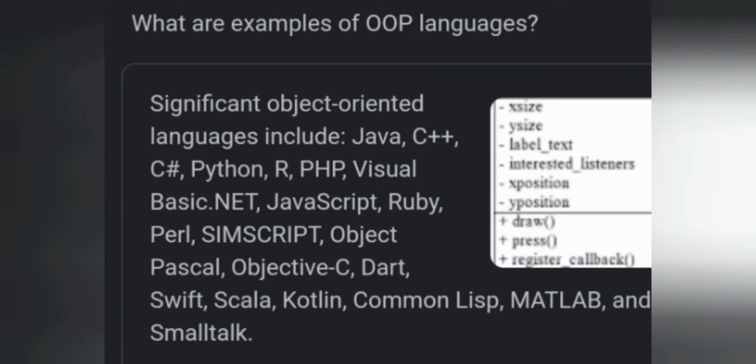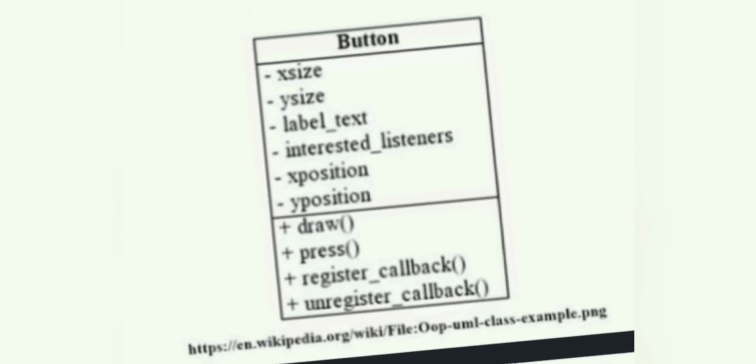What are the examples of object-oriented languages? Significant object-oriented languages include Java, C++, C#, Python, R, PHP, Visual Basic .NET, JavaScript, Ruby, Perl, SimScript, Object Pascal, Objective-C, Dart, Swift, Scala, Kotlin, Common Lisp, MATLAB, and Smalltalk. These are the examples of object-oriented programming languages.